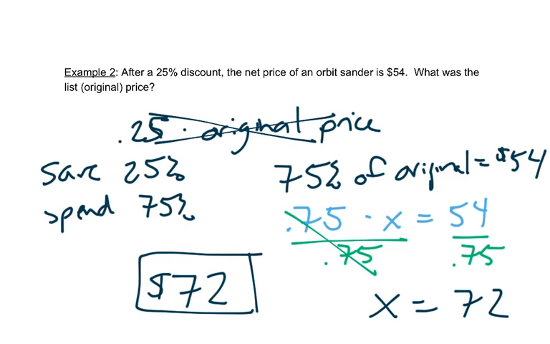Now when we're looking for the original price, there's no other way to do this problem. We can't use the 25% directly. We have to use the 75% that we spent.